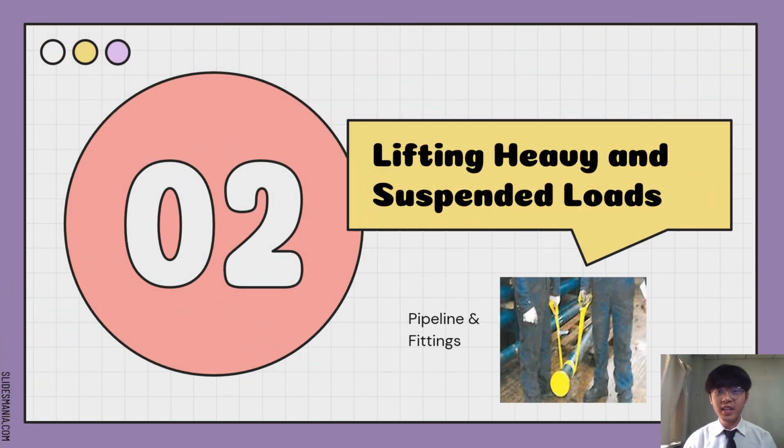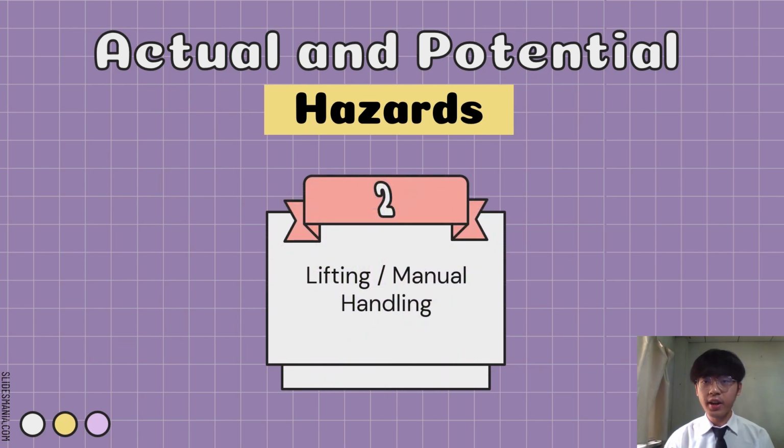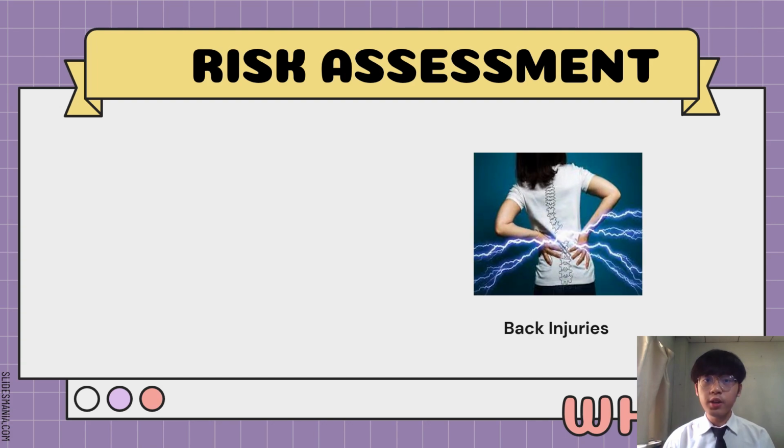Next, one of the hazard identifications that we face when working in pipeline opening and cleaning is lifting heavy and suspended loads, such as pipeline and fittings. This activity involves lifting and carrying loads, so the actual and potential hazards are related to lifting and manual handling. During lifting or moving objects, back injury is the most common injury when exerting too much force on your back. Therefore, we can use mechanical aids to reduce the risk for back injury.